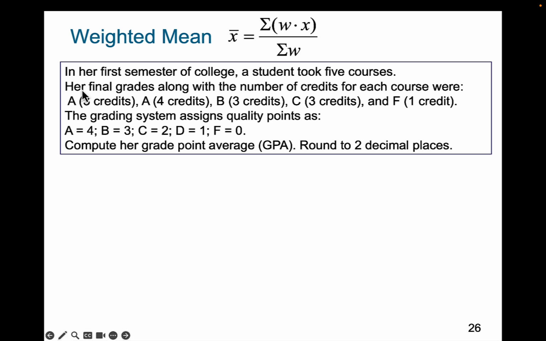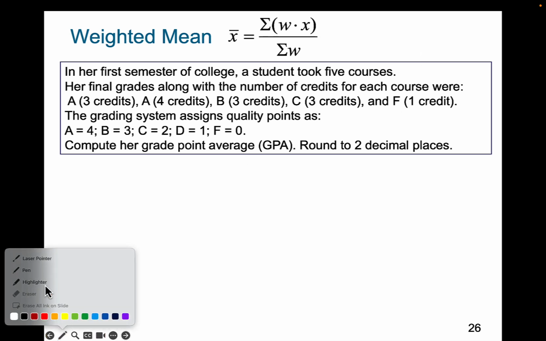At the end of the semester, she got an A in a 3-credit class, an A in a 4-credit class, a B in a 3-credit class, a C in a 3-credit class, and an F in a 1-credit class. So this semester, she took a lot, 5 classes. How many units did she take? 3, 4, 7, 10, 13, 14. Okay, so she was taking 14 units this semester.